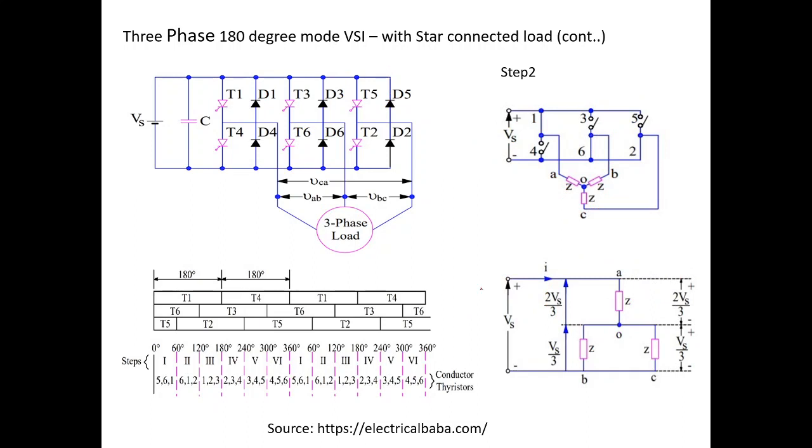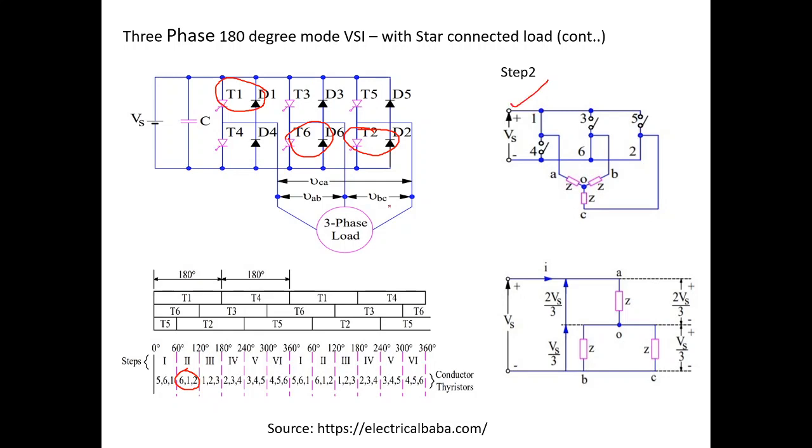Similarly, in step 2, that is between 60 degrees and 120 degrees, switch number 6, 1 and 2 are conducting. If you observe carefully, 2 switches from the negative group and 1 switch from the positive group are conducting. And what about the remaining switches? Switch number 3, 4, 5 are off, so they are open.